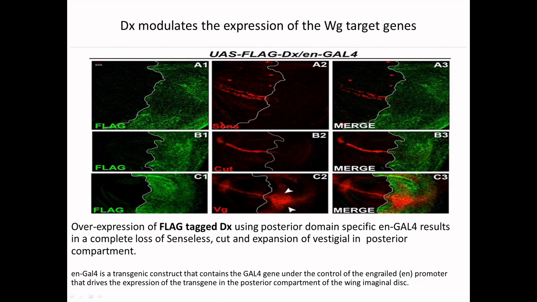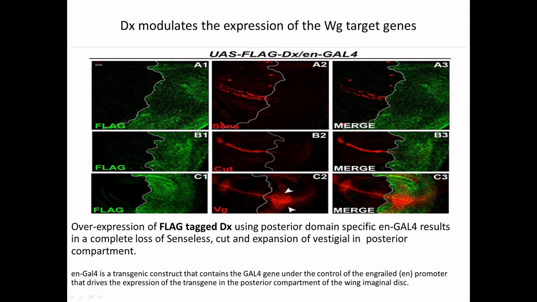The image A2 shows the expression of sense on the anterior region, and there is no expression of sense on the posterior region. The image A3 shows the merged version of image A1 and A2. Similarly, the image B2 shows the expression of cut in the anterior region. However, there is no expression of cut on the posterior region.